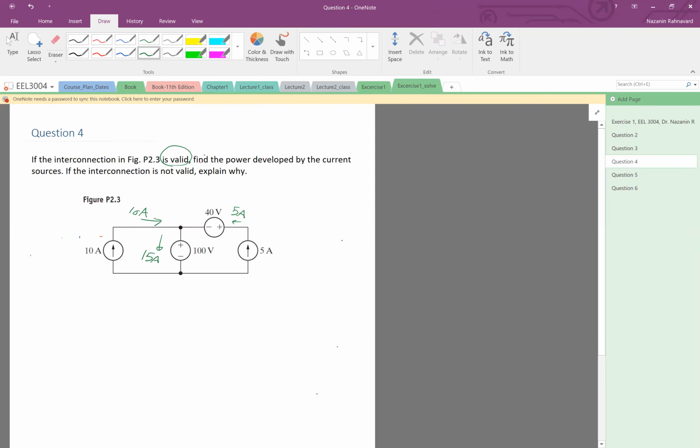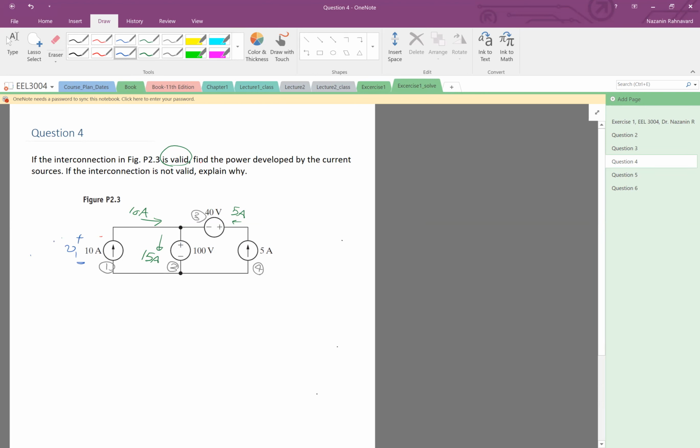And it says find the powers. Okay, so let's look at each element and calculate its voltage and current and then find the power. So let's name them. Let's say this is element 1, element 2, element 3, and element 4. Okay. Sounds good. So starting from element 1, let's say we have some reference voltage, V1.